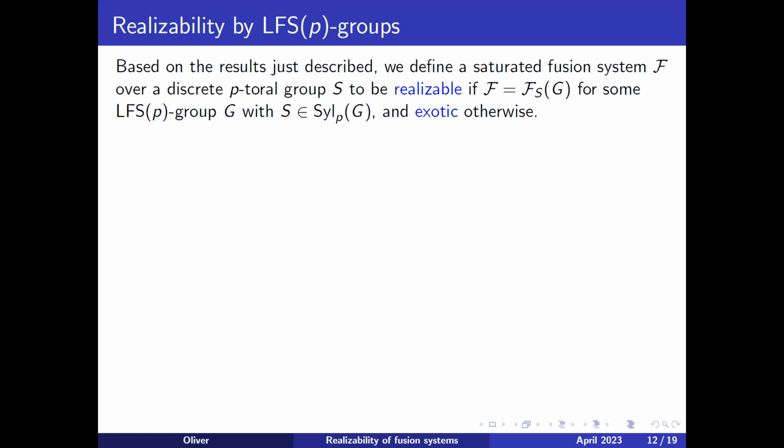Okay. So based on these results, we define a saturated fusion system F over a discrete p-toral group to be realizable if it's isomorphic to the fusion system of some LFS of p group G with respect to a Sylow p-subgroup. And we say that it's exotic if it's not realizable.